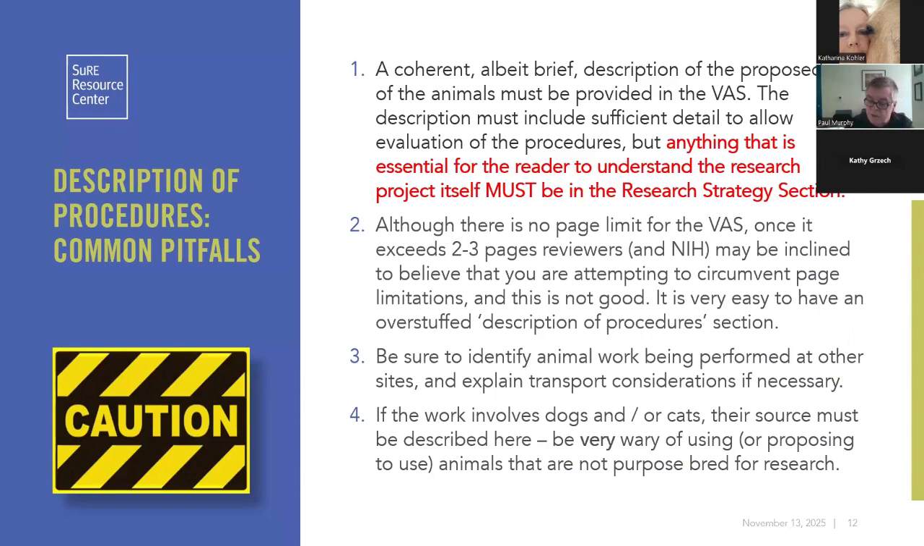Remember to be sure to identify work being performed at other locations and explain transport considerations if necessary, how the animals are getting from one site to the other. Remember, if you're working with dogs or cats, you have to describe the source. So be really careful if you're proposing to use animals that are not purpose-bred for research.